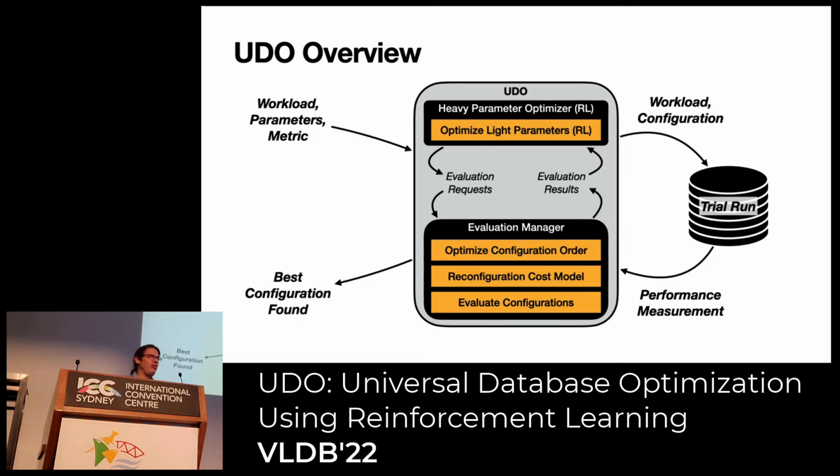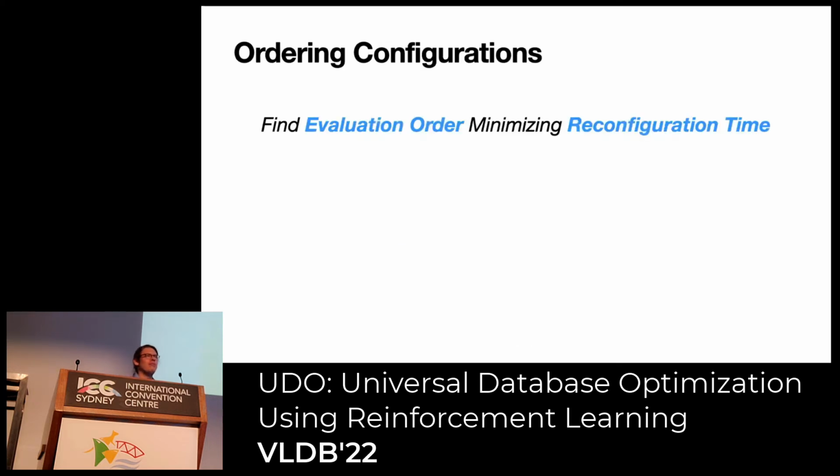And why is that helpful? Well, it is helpful because if the evaluation manager can choose a little bit when to evaluate those configurations, it has enough flexibility often to ensure that configurations evaluated in consecutive iterations are pretty similar, and that reduces reconfiguration overheads. So more precisely, in the evaluation manager, we solve an optimization problem, which we call the reconfiguration problem. And in this problem, we are trying to optimize the order in which we evaluate a certain batch of configurations in order to minimize the reconfiguration time.